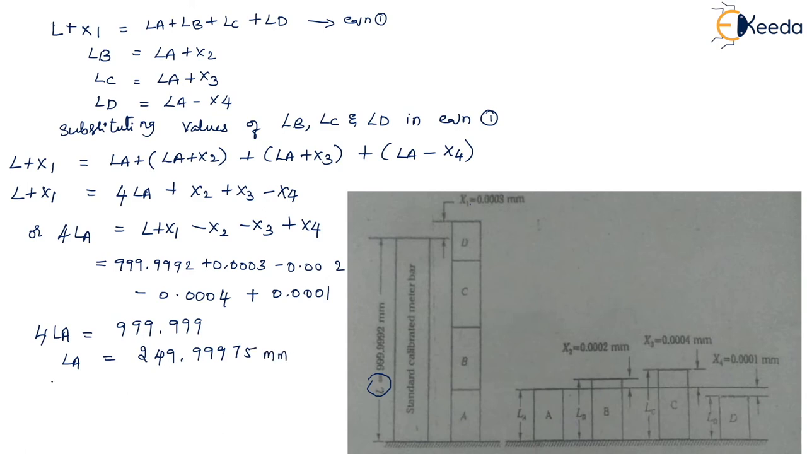LA will have a value of 249.99975 mm. We know that LB is equal to LA plus X2. That can be written as the above value plus 0.0002. So LB is equal to 249.99995 mm.